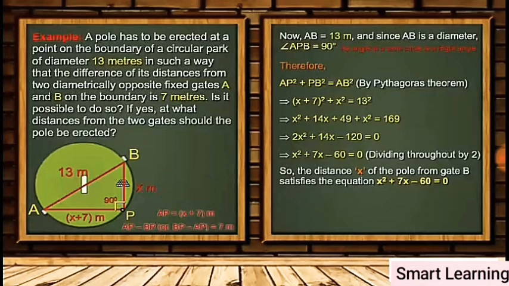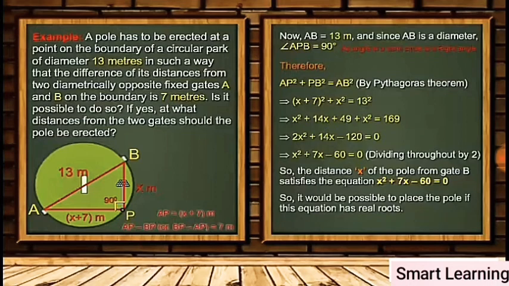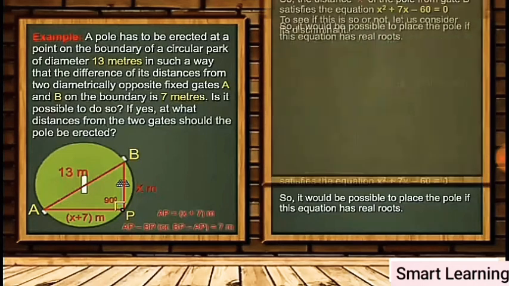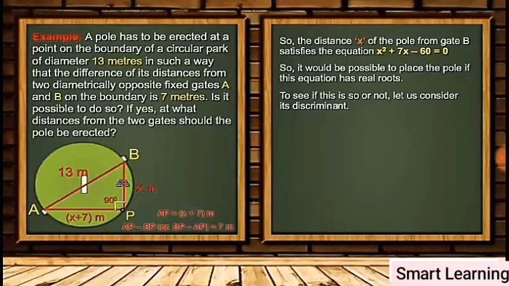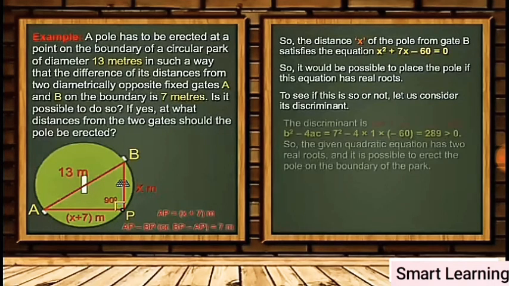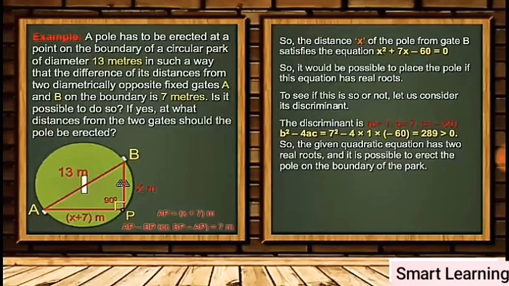So the distance x of the pole from gate B satisfies the equation x square plus 7x minus 60 is equal to 0. So it would be possible to place the pole if this equation has real roots. To see if this is so or not, let us consider its discriminant. The discriminant is b square minus 4ac is equal to 7 square minus 4 into 1 into minus 60 is equal to 289, which is greater than 0. So the given quadratic equation has two real roots, and it is possible to erect the pole on the boundary of the park.